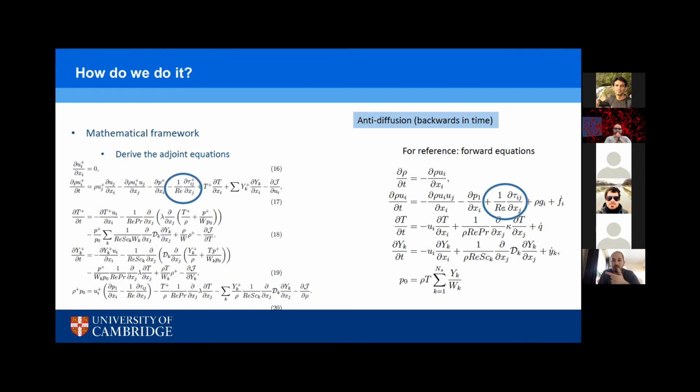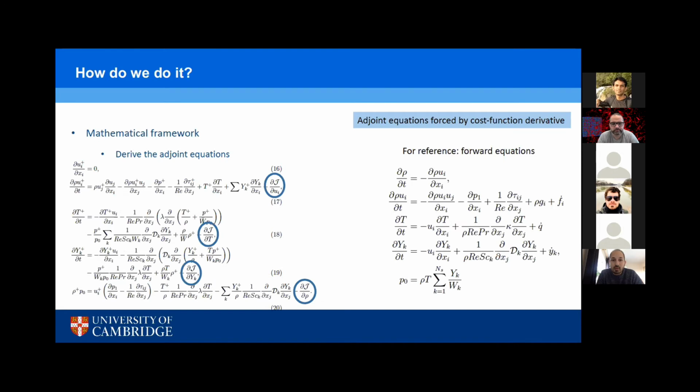Problem number 2 is we look at the viscous term in the forward equation. It's going positive. In the adjoint equation, it's negative. What does this mean? This means that the adjoint equations are anti-diffusive, so we have to solve them backwards in time. That is the second point that comes out.